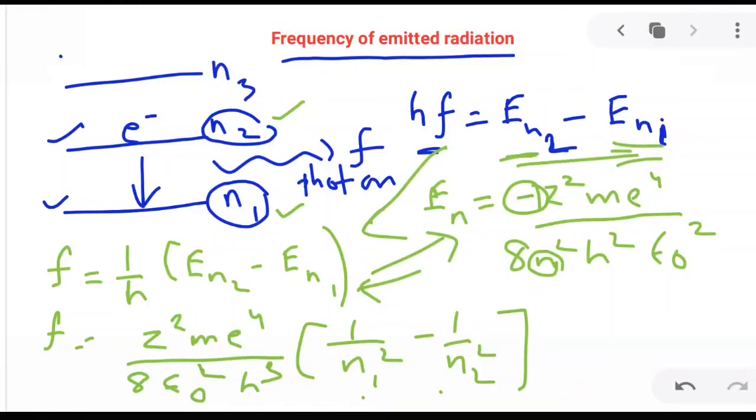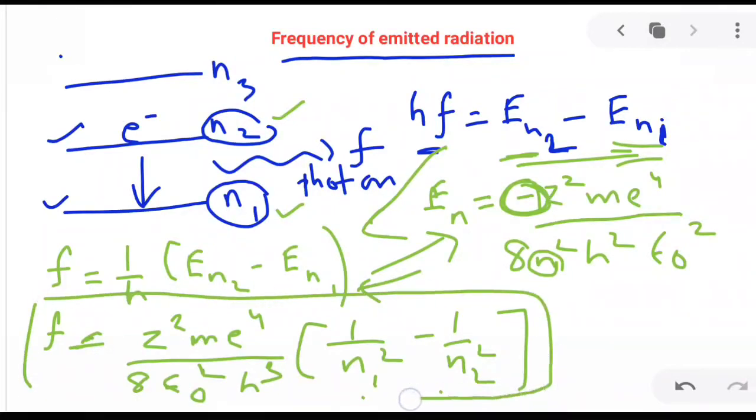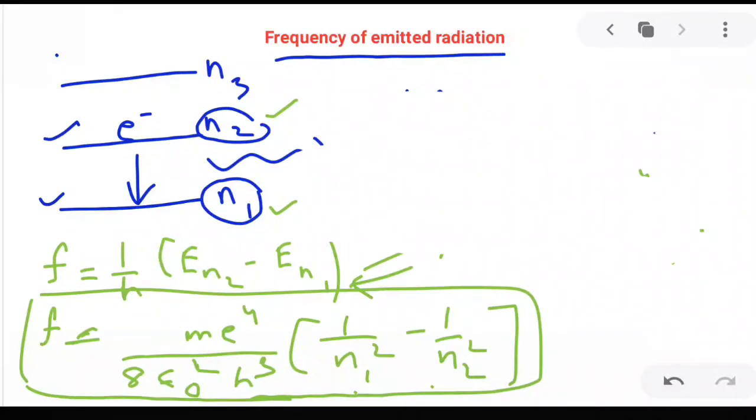So if you reverse this, this minus sign will be absorbed, so the frequency will become a positive quantity. This is the expression for frequency. Now if you substitute z equal to 1, this z will be eliminated. So I have removed the z now.